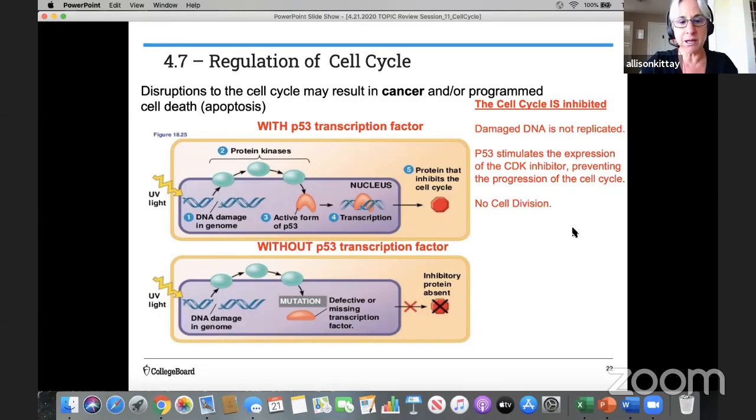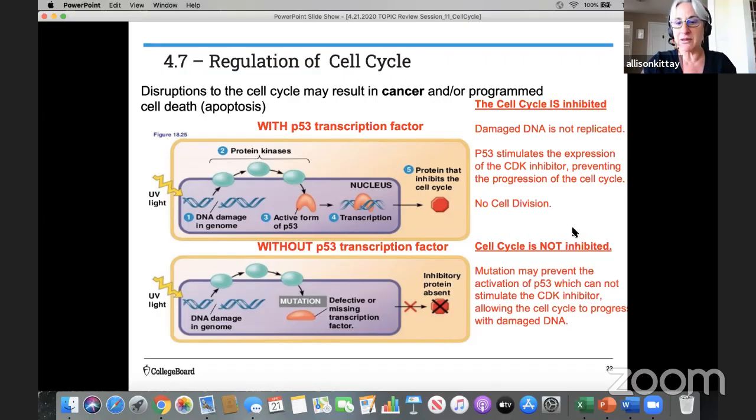We see the same signal. Light is damaging the DNA. We see the same transduction. We get our protein kinase cascade going. However, P53 is not activated. So there's some type of a missing or defective transcription factor, which means that we will not be able to make an inhibitory protein, and the cell cycle is not inhibited.